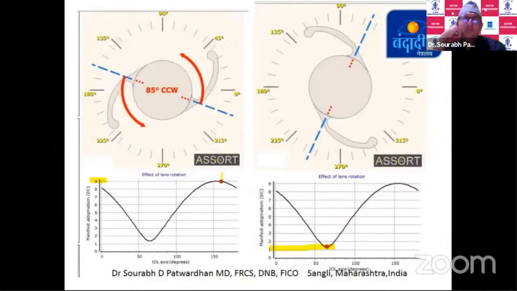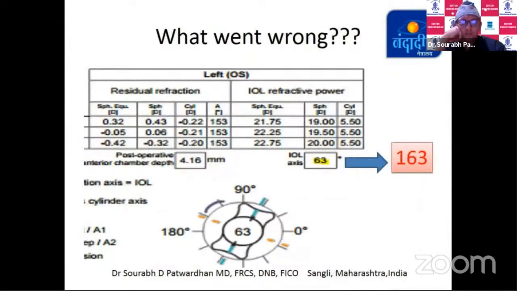In the pre-operative sheet which was given to me, the IOL was supposed to be placed at 63 degrees, and I just placed it at 163 degrees. Why? Because my fellow said something and I heard 163. So I placed it at 163. Believe me, we can go wrong in such a manner also. Nonetheless, lessons learned. So I decided to take up this patient 3 weeks post-operatively.